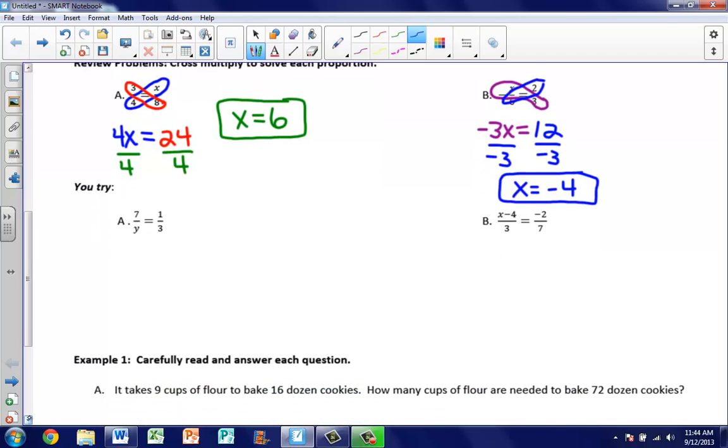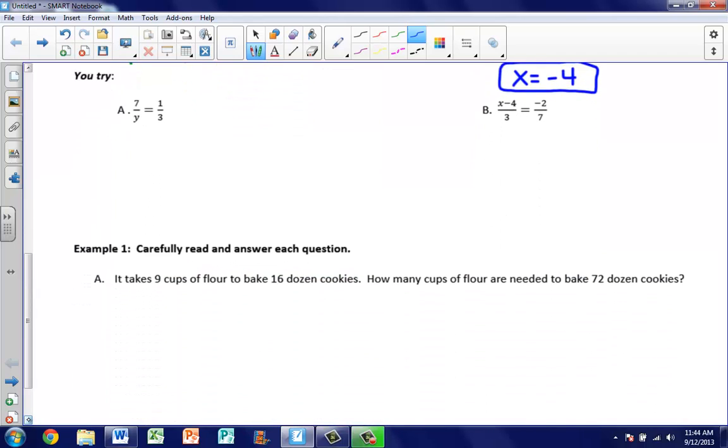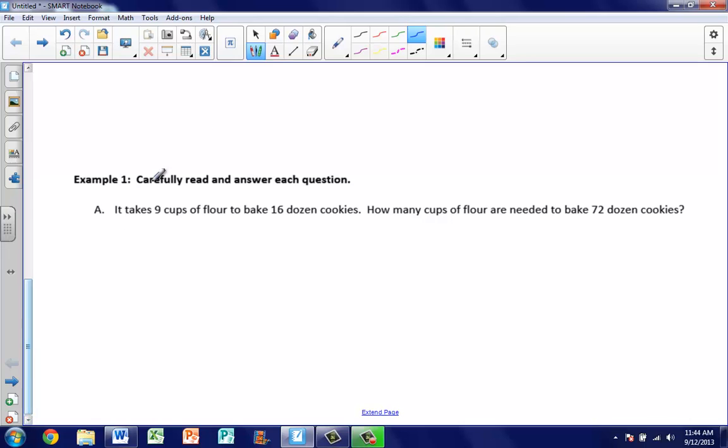If we take a look at example 1, now that we reviewed that skill, we're going to get into everyone's favorite, some more word problems. What we have here is: it takes 9 cups of flour to bake 16 dozen cookies. How many cups of flour are needed to bake 72 dozen cookies? First of all, we're going to define our variable. x is going to be equal to the number of cups of flour that we need to bake 72 dozen cookies. We need to set up a proportion.